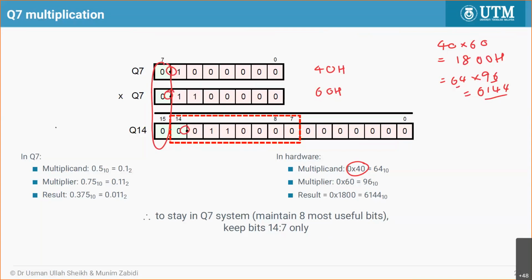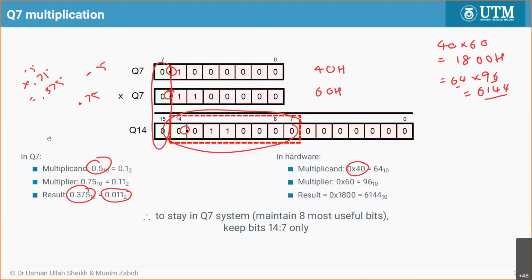So in this case, we have 0.5. This number is 0.5 in Q7, and this is 0.75. And if you want to get the correct number, which is 0.5 times 0.75 equal to 0.375, if you want to keep 0.375, you have to do this. You must take bit 14 down to 7 to get the correct value. So that's how it is.